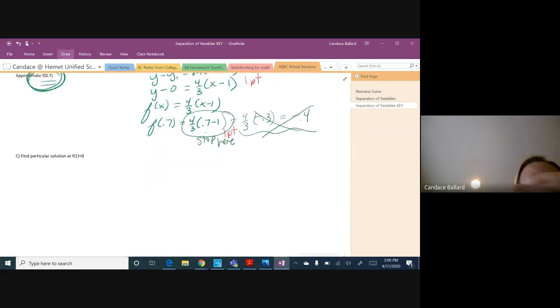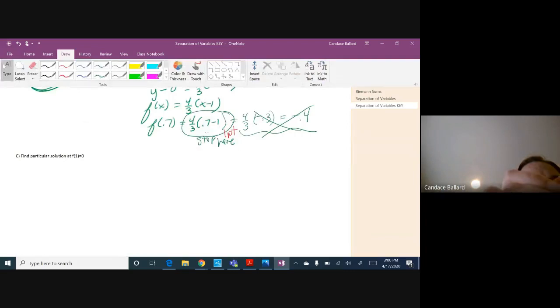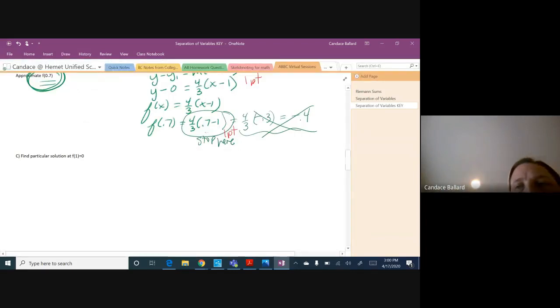All right, I'll go back to draw and find a different color. My fancy pens are gone. All right, so find the particular solution. Let me read from the paper. Find the particular solution, y equals f of x, to the given differential equation with the initial condition f equals 1. Whenever you see this, it means separate variables. Particular solutions always separate the variables. And this is the stuff we ended with right before we left.